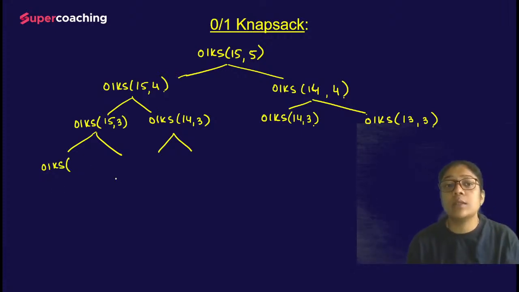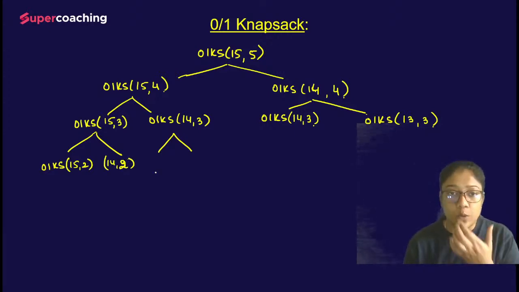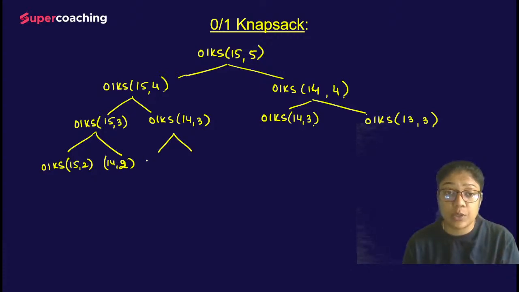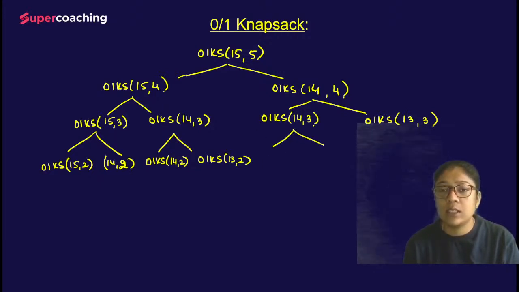Worst case में क्या होगा? This tree will be full. We'll be getting here the function call like 15,2. Here I'm getting 14,3 or 14,2. Considering the next object, 01 knapsack, object is not taken, 14,2. 01 knapsack 13,2. Like this, you can elaborate it. If you see here, these two function calls are the same.